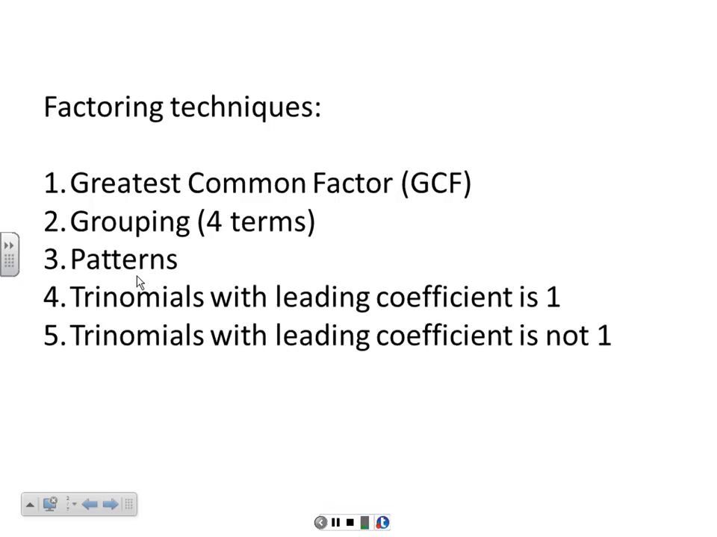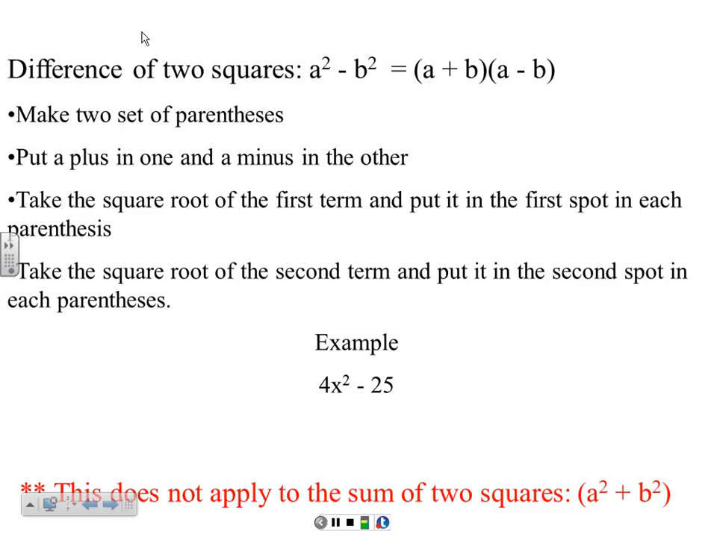So let's look at these patterns. The first one is the difference of two squares. So if you look at these words, it kind of tells you what you're looking for. Difference means subtraction, so you have to have subtraction in between your two terms. If you'll notice down here in red, this does not apply to the sum of two squares. If you see a plus sign in between two squares, that is prime. When anything will not factor, it is called prime.